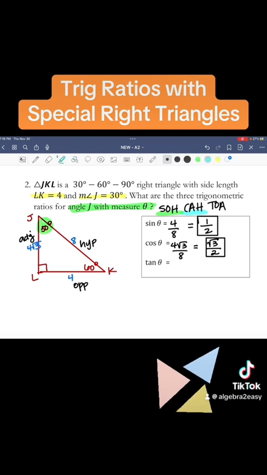Now we're going to move on to tangent of theta. Remember, tangent involves the opposite side and the adjacent side. We have 4 labeled as opposite, and we have 4 radical 3 labeled as adjacent. So it's going to be 4 over 4 radical 3. Now, we definitely can have a radical in the denominator, but we can simplify 4 over 4 first, which is 1. So it's going to be 1 over radical 3. And then remember, 1 over radical 3 can definitely be simplified to radical 3 over 3.